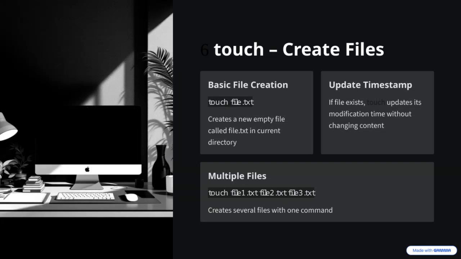All right, let's talk about creating multiple files quickly and easily. With just one command, you can create several files at once. For example, if I type touch file1.txt file2.txt file3.txt, it will create all 3 files in one go. This is really handy when you're setting up a project and need multiple files right from the start.